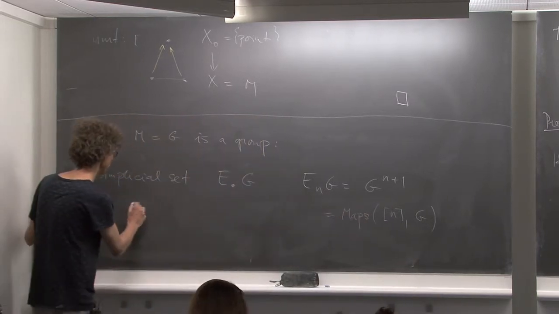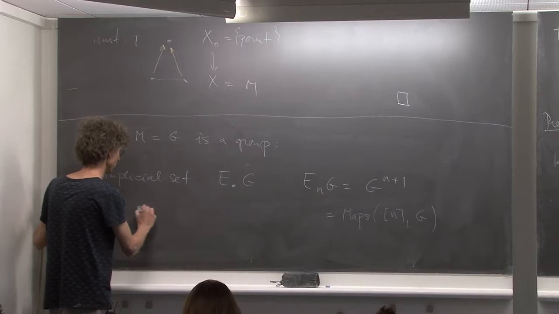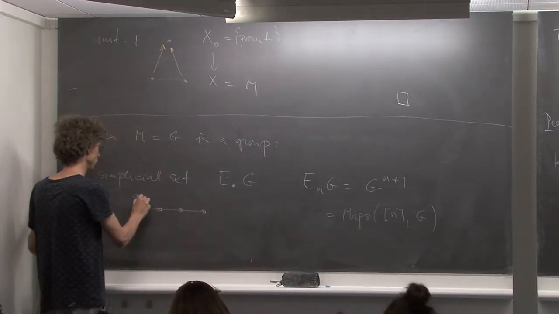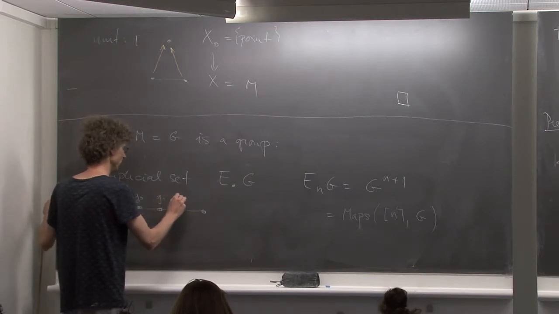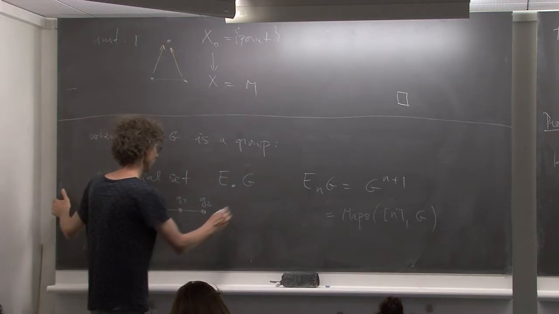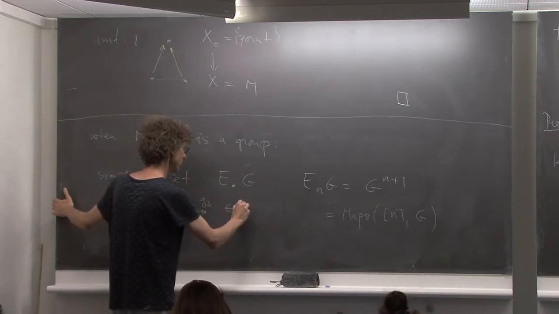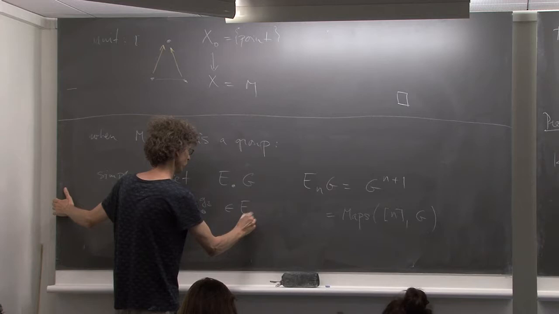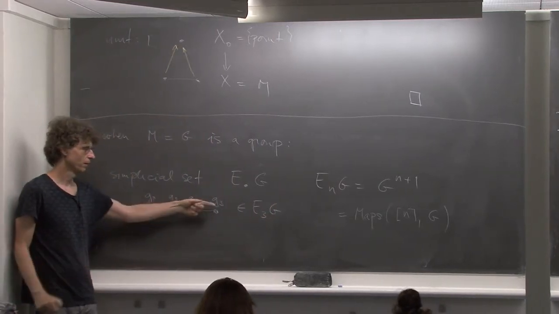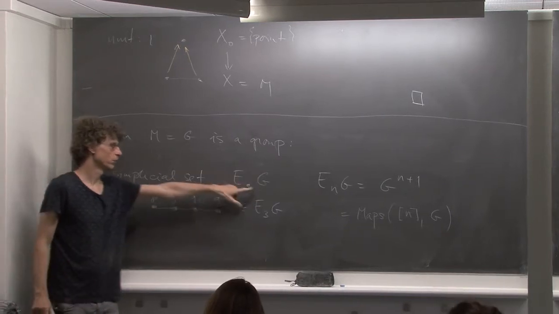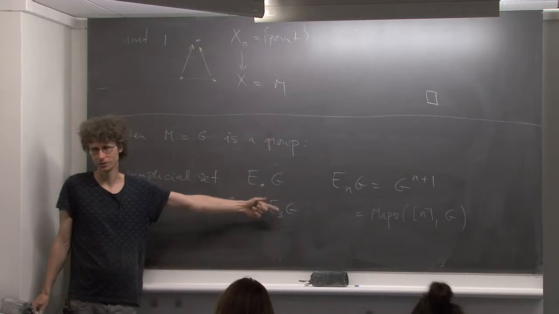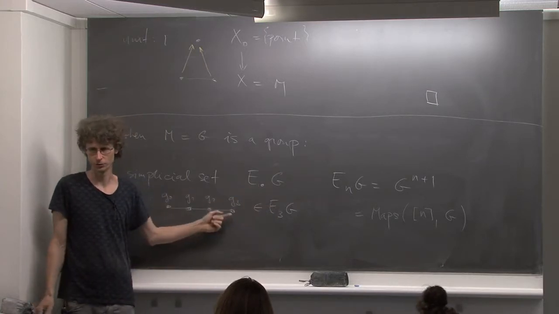So just to draw it, imagine something. I would write something like G_0, G_1, G_2, G_3, and that's an element in E_3 G. Something like this. So you see, here G might be just any set. Nothing is used about the group, or there is no multiplication ever used in the definition of this simplicial set.